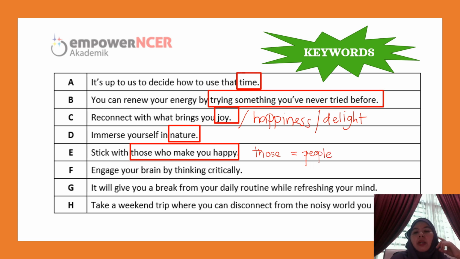Okay, next, F. F, engage your brain by thinking critically. Okay, what are the keywords? Yes, thinking critically. Okay. G, it will give you a break from your daily routine while refreshing your mind. The keywords are give you a break. Okay.